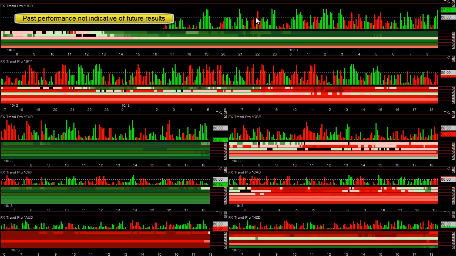In other words, lots of strength right here, half an hour of weakness right here. At midnight, because the daily, weekly, monthly trend are up, it's safe to assume that the previous trend's going to continue. Again, half an hour to an hour is good. Here's half an hour, half an hour. This one took about an hour.